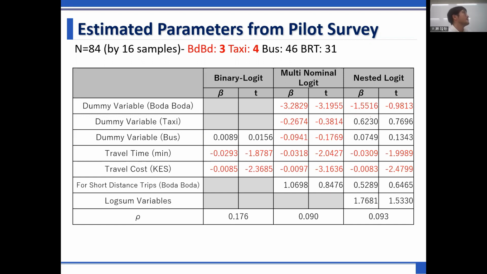In total, 16 samples joined this pilot. It's not so much, not enough. So the result is also not so good. However, please understand that the samples who answered Boda Boda and taxi are very, very few. So the result is also not so reliable.